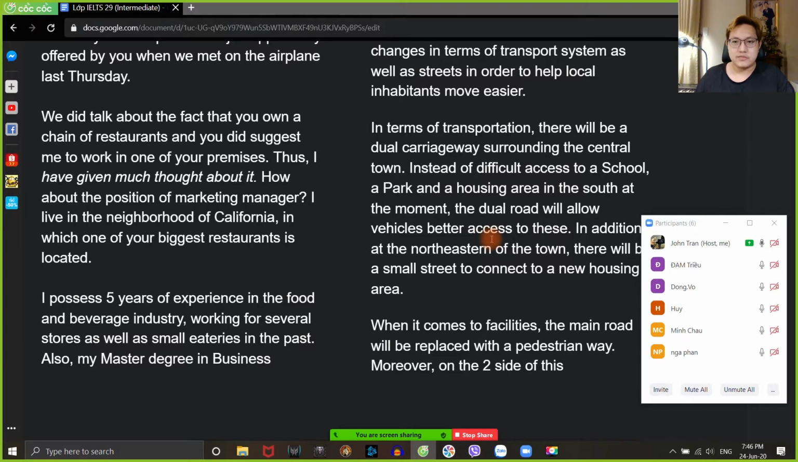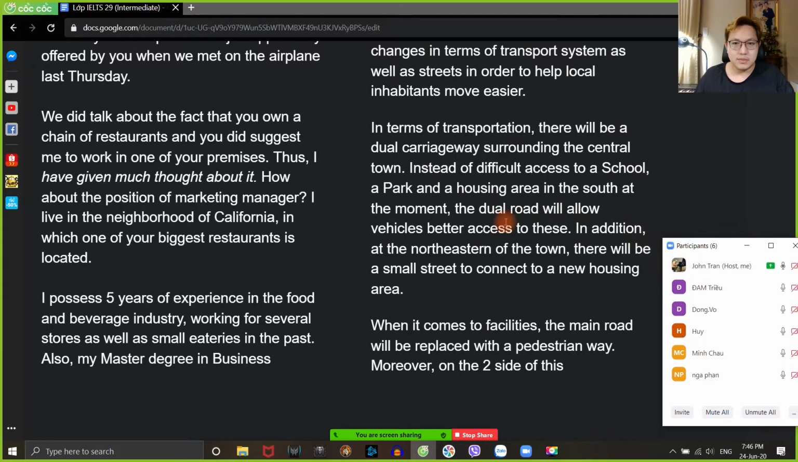Instead of difficult access to a school, a park and a housing area in the south at the moment, the dual road will allow access to a school, a park and a housing area. So three things, right? Yeah, three things, okay. In the south at the moment, the dual road will allow vehicle better access to these public access now.